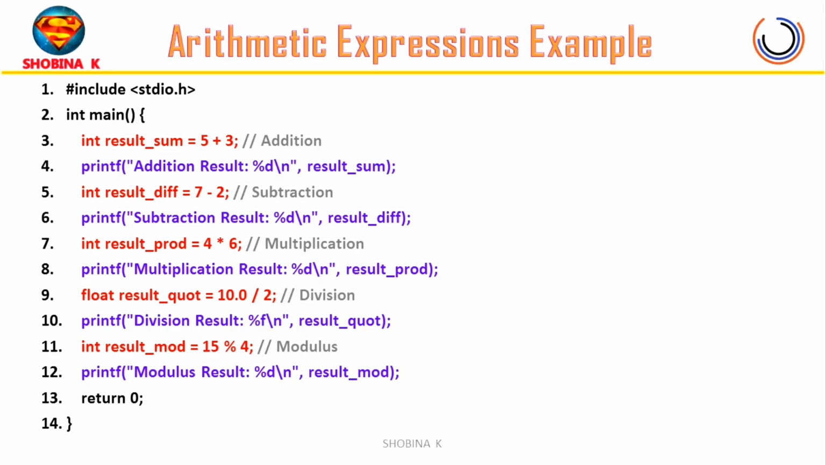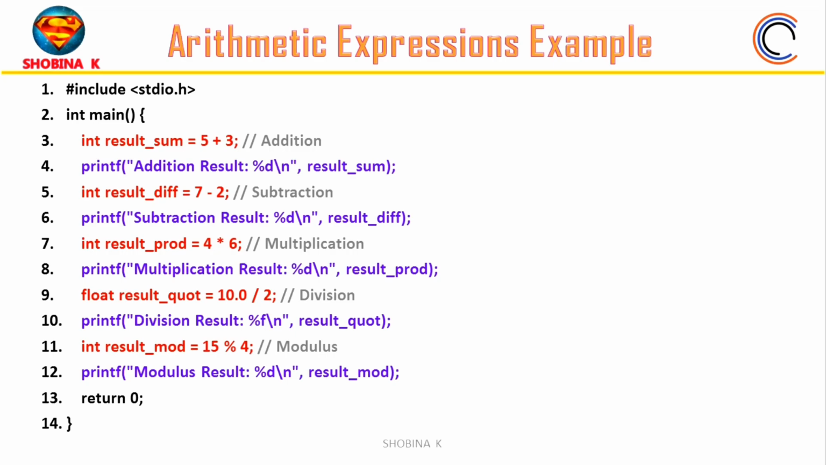Line 7 calculates the product of two numbers 4 and 6 using the multiplication operator. The result of multiplication operation 24 is stored in the variable result_prod. Then it is printed using printf statement. Line 9 calculates the quotient of 10.0 divided by 2 using division operator. The result 5.0 is stored in the variable result_quad. It is then printed using printf statement.